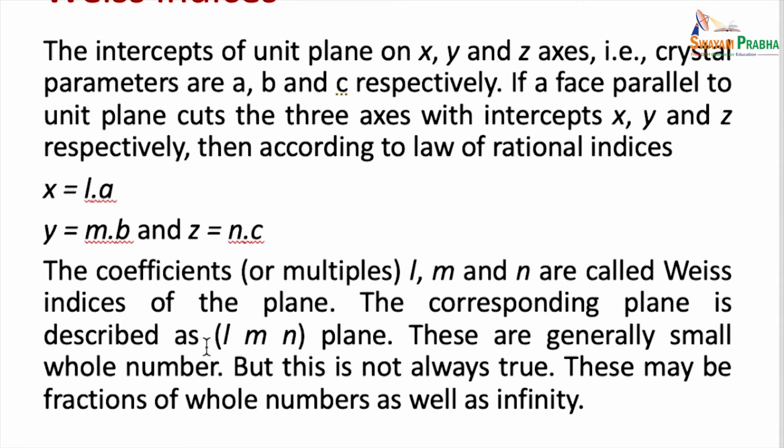I'm repeating, you have a unit plane which cuts the x, y, and z axes. The intercepts are a, b, and c respectively. Now, if that is true, then your intercepts can be written as x is equal to la, y is equal to mb, and z is equal to nc, where l, m, and n are the Weiss indices. These are small whole numbers which are used to express a plane.